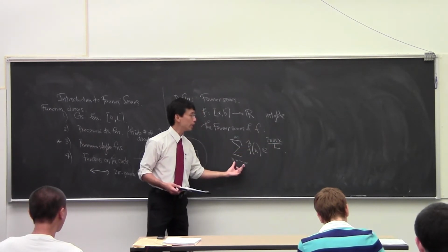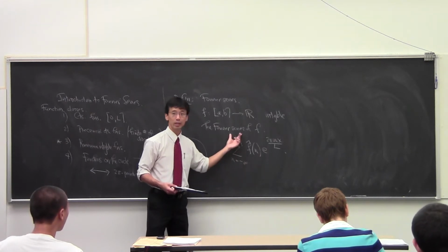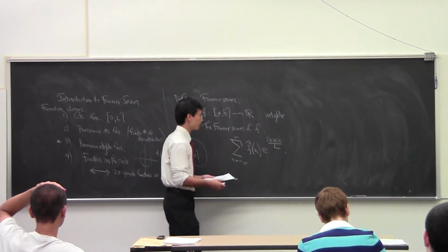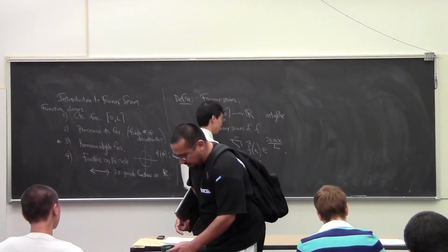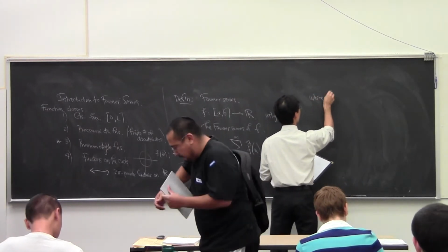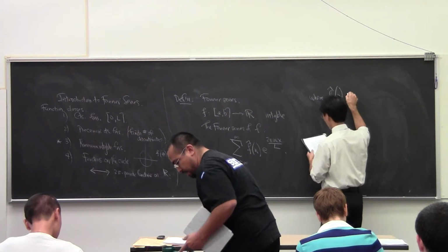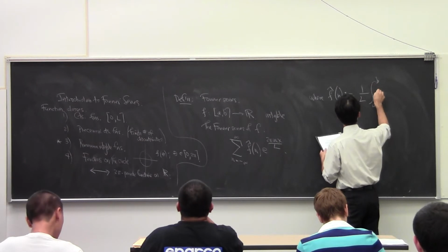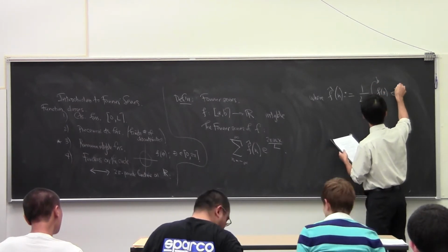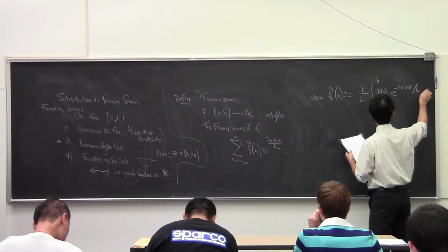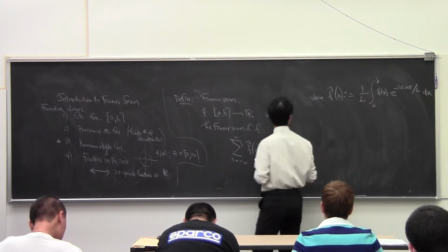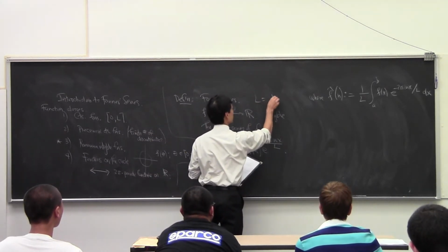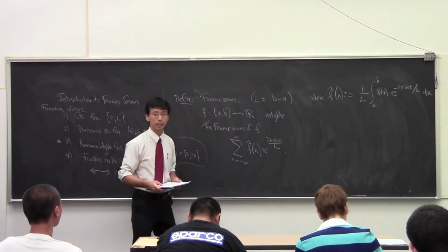So you've got a bunch of exponential functions with different frequencies. The n's range from minus infinity to positive infinity. And you've got these coefficients that you put on them, and then you sum all these together. Where the coefficient f hat n is defined as 1 over L, the integral from a to b of f of x against e to the minus 2 pi i n x over L dx. I'm sorry, L where L is b minus a, the length of the interval.